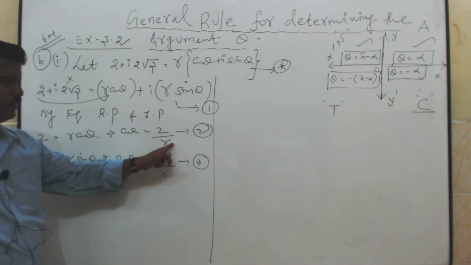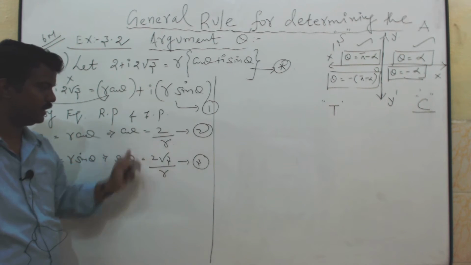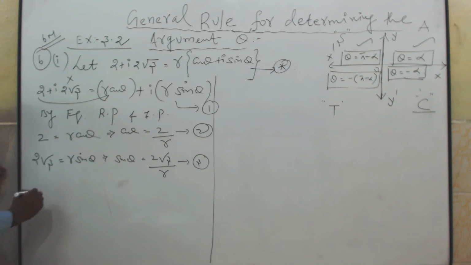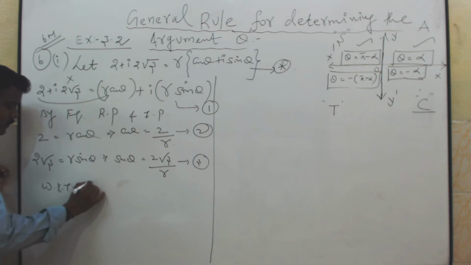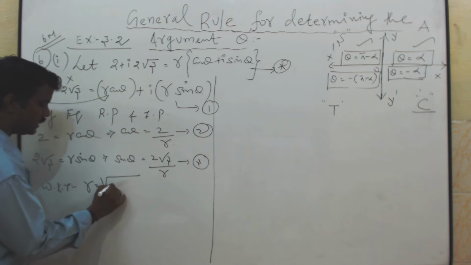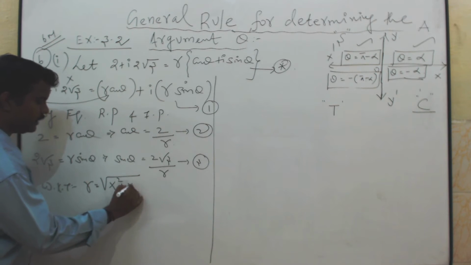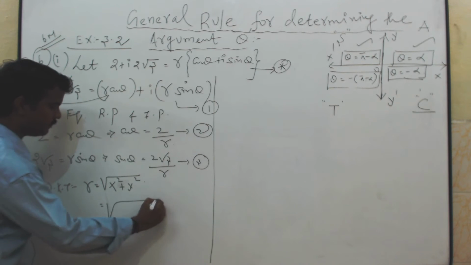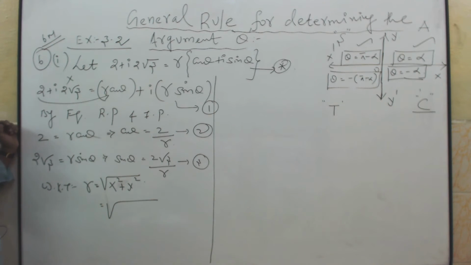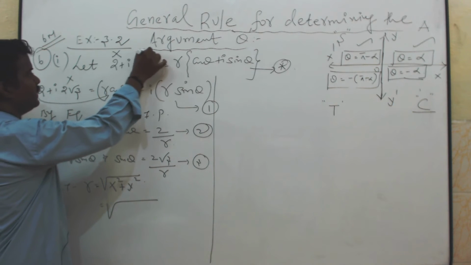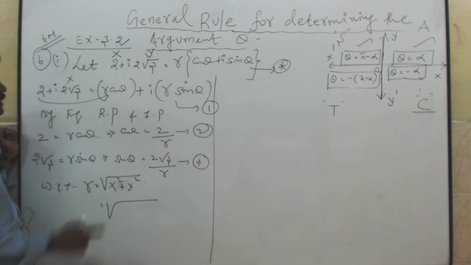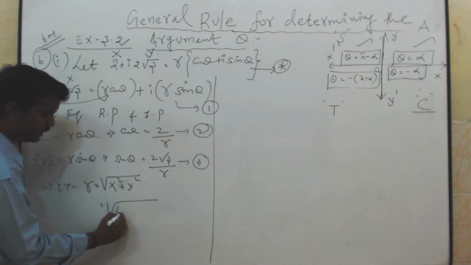Without knowing r, you cannot determine what is theta, right? First step is we have to find out r. We know that what is r? R stands for root of x square plus y square. That is the formula. Modulus of the complex number. What is x and what is y? Here this is x, this is y. What is the value of x? It is 2. 2 square பண்ணுங்க.